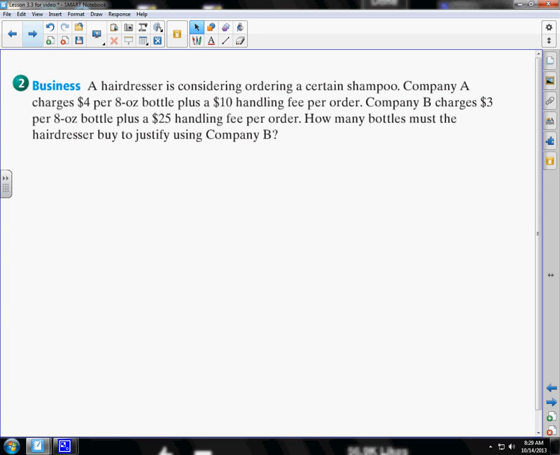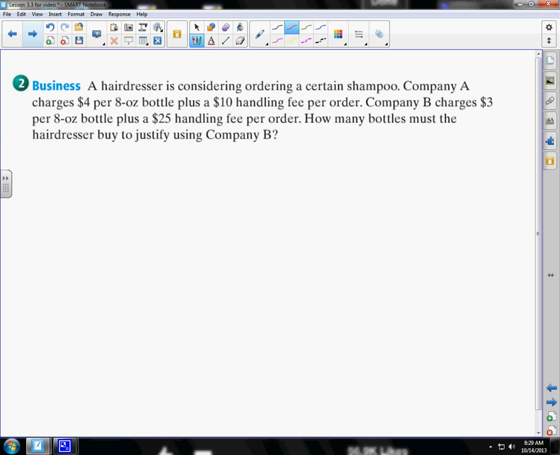Okay, so what you want to do is make an equation for both and set them equal to each other. Because when you set them equal to each other, you'll know how many bottles to order that makes it the same amount. So if I ordered 10, then they would cost the same. But anything less than, I would go with this one, and anything greater than, I would go with this one.